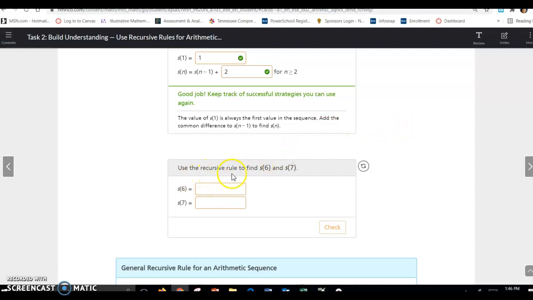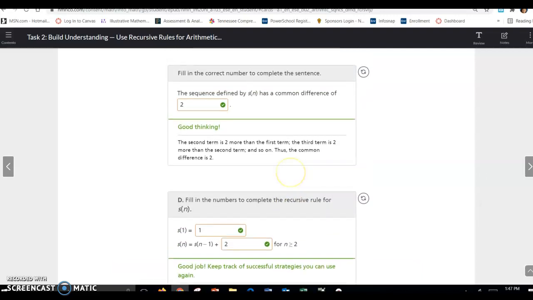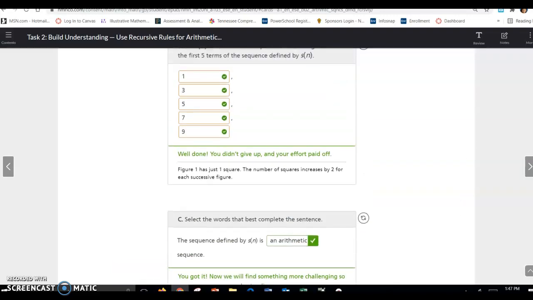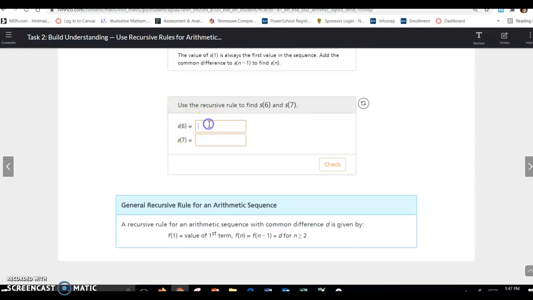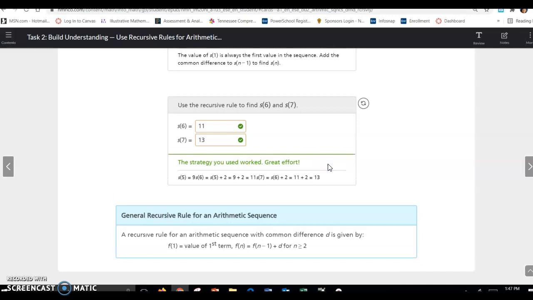All right, use the recursive rule to find S of 6 and S of 7. All right, we already found the first 5. So the first 5 were 1, 3, 5, 7, 9. So number 6 would be 11. And then 13. So all we do is add 2 to each one to get to the next one.